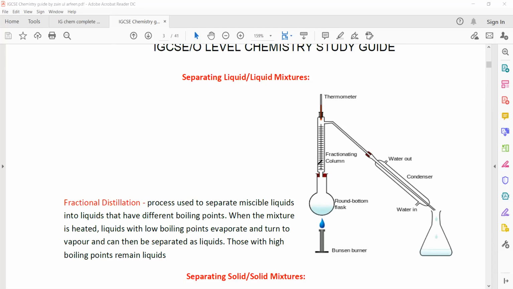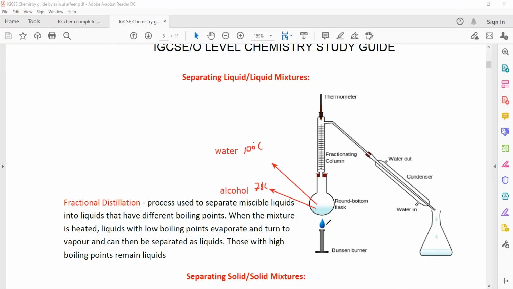For example, you have a mixture here of water and alcohol. There are different types of alcohols, and different alcohols have different boiling points. The boiling point of water is 100. Normally the alcohol which we use in the lab is ethanol, a type of alcohol which has a boiling point of 78.